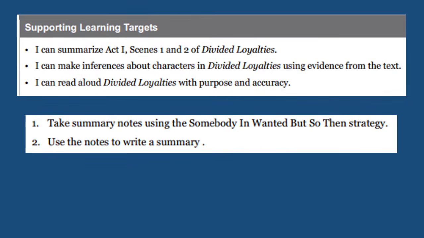Your learning targets today: I can summarize Act 1, Scenes 1 and 2 of Divided Loyalties. I can make inferences about characters in Divided Loyalties using evidence from the text. I can read aloud Divided Loyalties with purpose and accuracy. And I can take summary notes using the somebody, wanted, but, so, then strategy, and I can use those notes to write a summary of Scene 3.